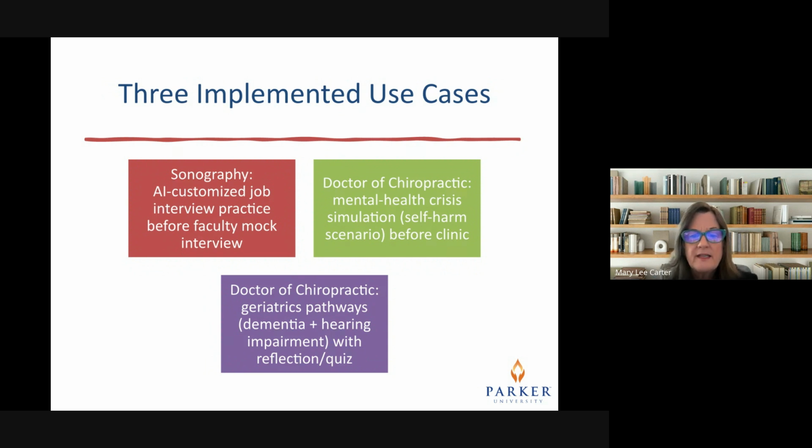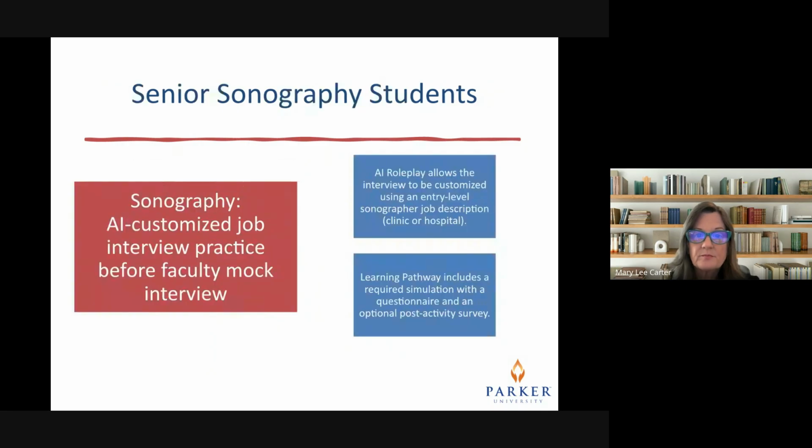And then finally is our geriatrics pathway, which again is also part of our Doctor of Chiropractic. These are students who are about ready to go into clinic. And so they do a dementia scenario, which is pretty standard off the shelf. And then they have a hearing impairment with a patient who is hard of hearing, who asks them to repeat themselves. And I've added reflections and quiz questions in that as an assessment.